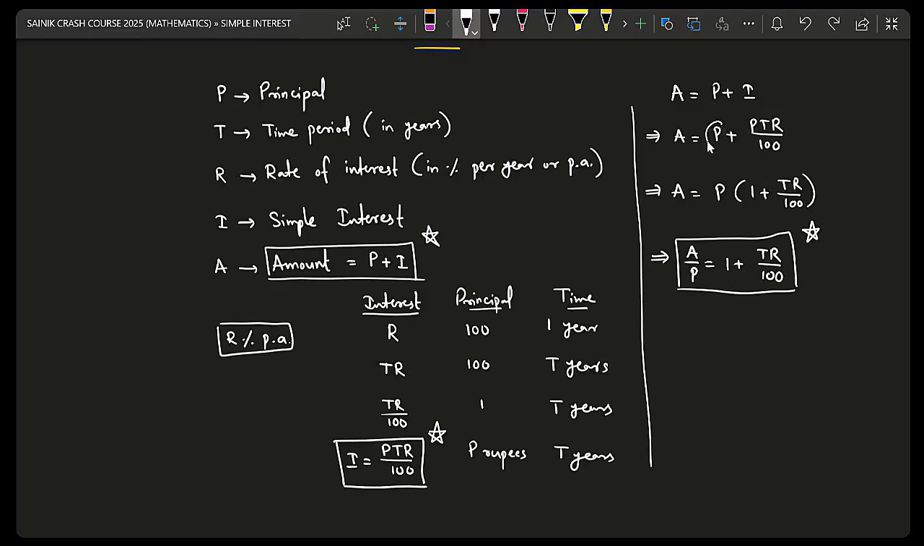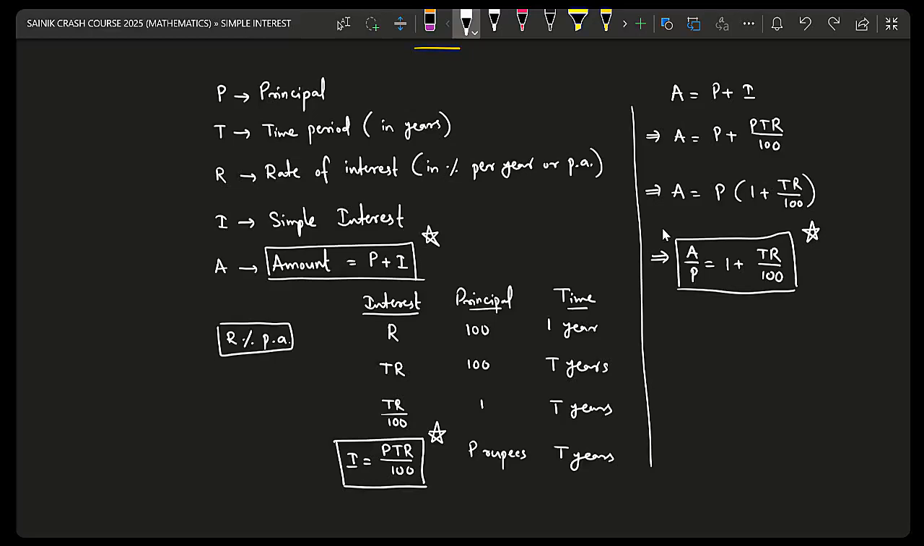Now check this term and this term, P and PTR by 100. Which is common here? P is common. If I take P common from P only, 1 is left, because P into 1 is P. If I take P common from this term, what is left is TR by 100. Now P is multiplying here. If you transpose it, it will divide. So that's how I get the formula A by P is equal to 1 plus TR by 100. Whenever the question involves both amount and principal, you can directly use this formula. It is like a shortcut and you get the answer easily.